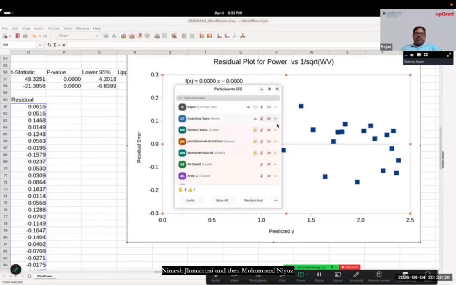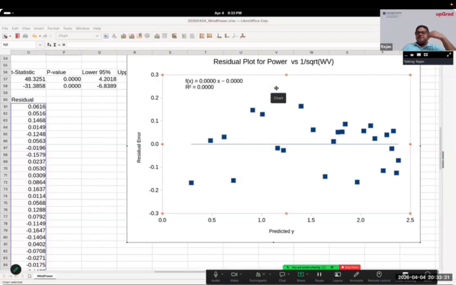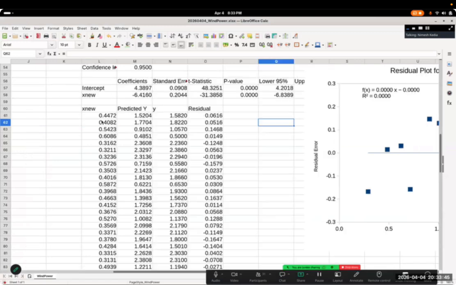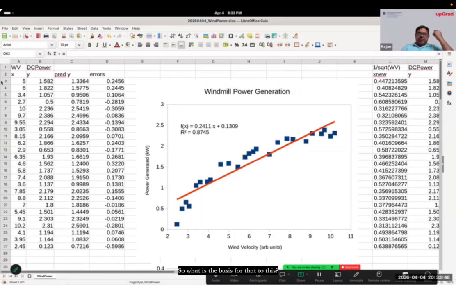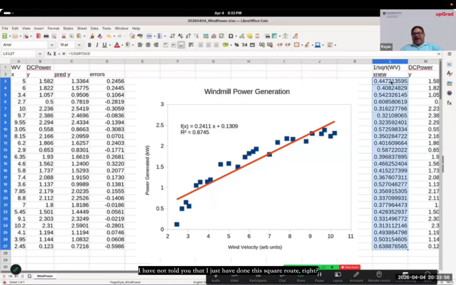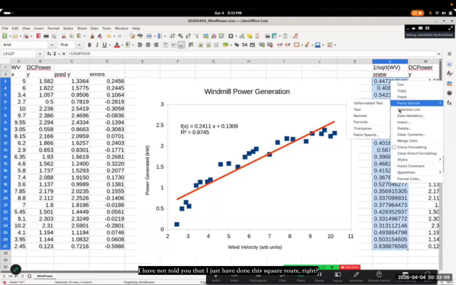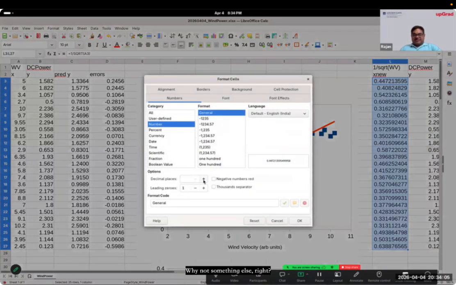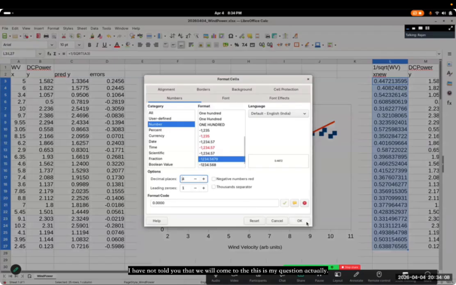Nimesh, Suvir, and then Mohammed Niaz. Please go ahead. Professor, I could not understand how the data might have moved from the x value to 1 divided by the square root of x. That's the kind of question people ask: what is the basis for that? How did I move from this to the likelihood function? I just created some continuity. I did not tell you why I did that. Why 1 over square root of x? Why not something else? I have not told you that. We'll come to the likelihood function next.